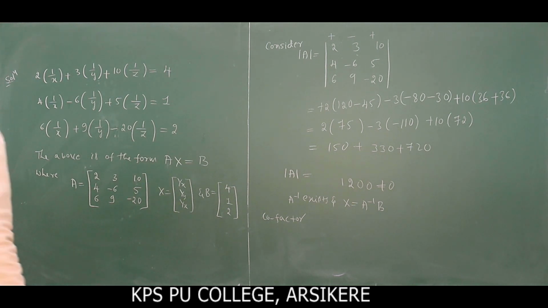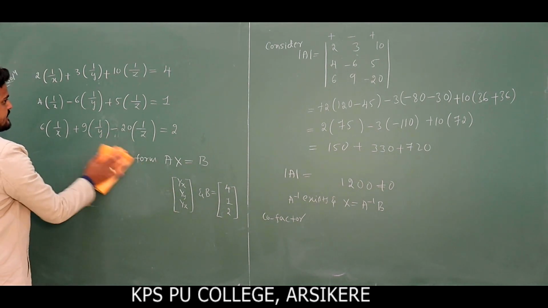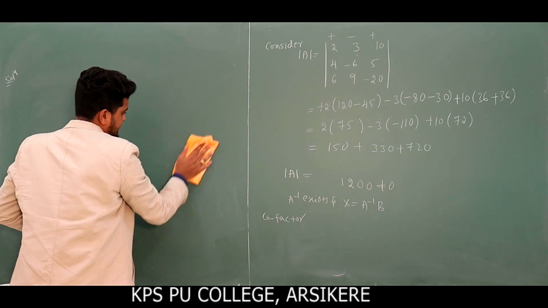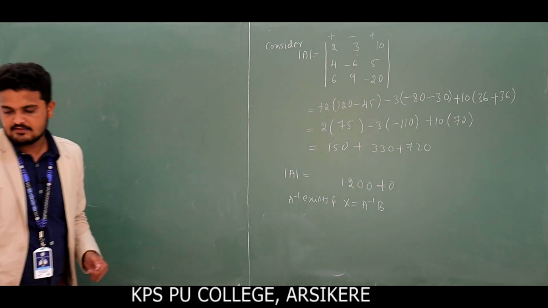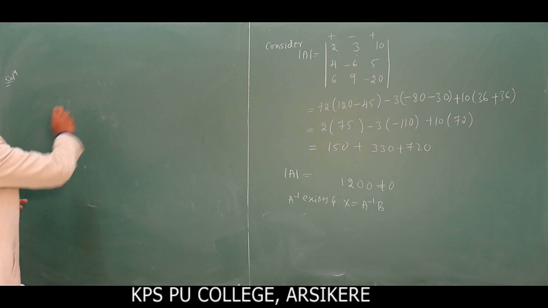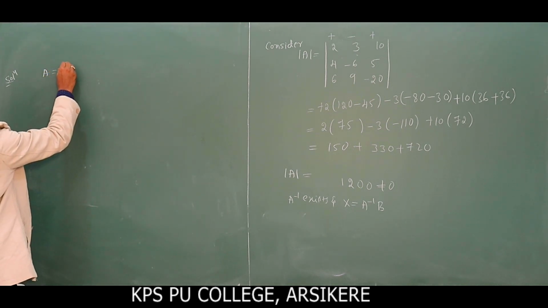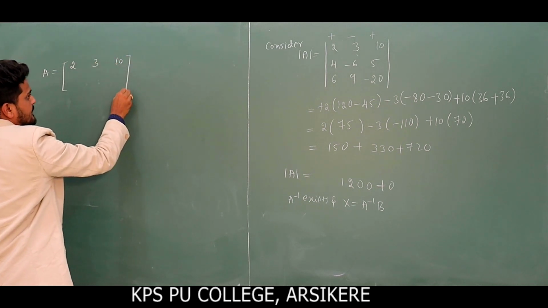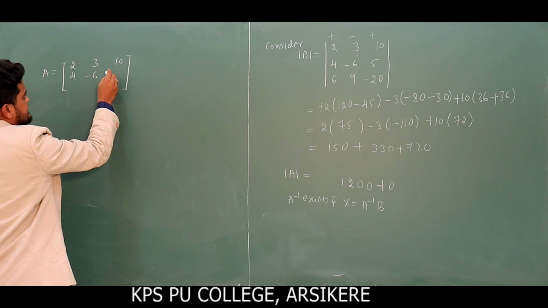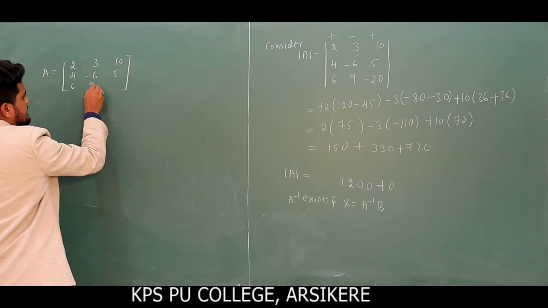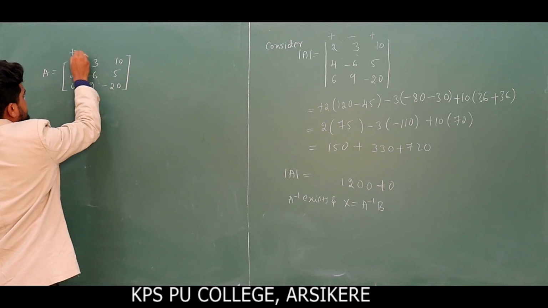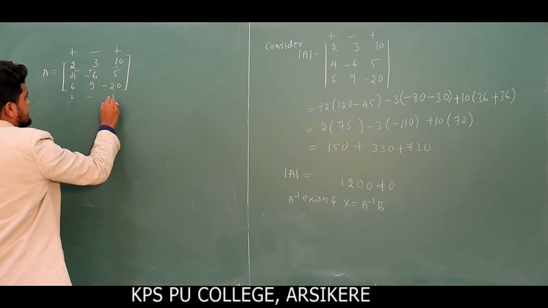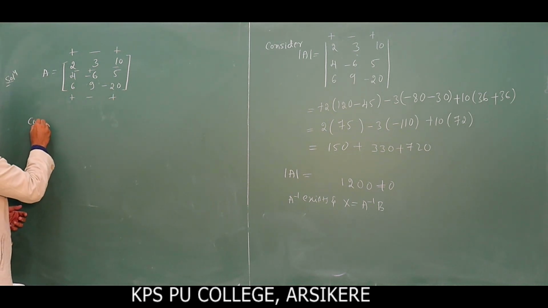Okay, next cofactors. We have to find the cofactors of the given matrix A: 2 3 10, 4 minus 6 5, 6 9 minus 20. The sign pattern is plus minus plus, minus plus minus, plus minus plus. So, cofactors.